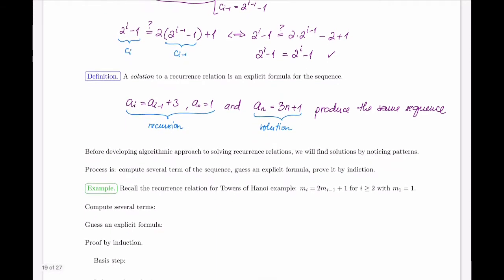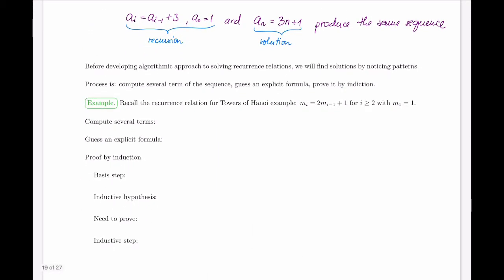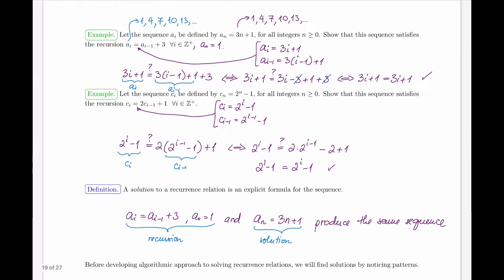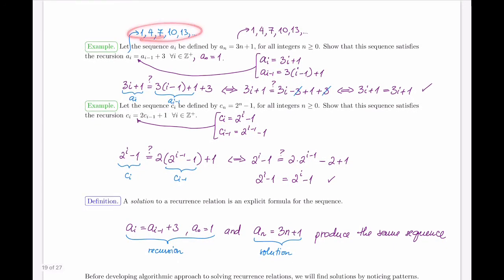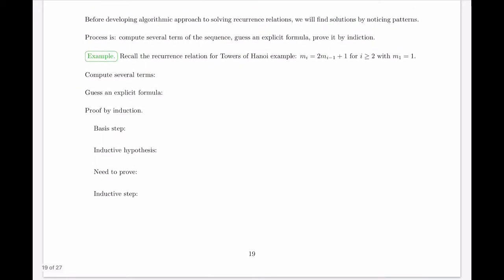So before we dive into developing a very algorithmic approach to solving recurrence relations, which we will do in the next class, we're going to practice noticing patterns and then proving that those patterns actually form a solution. So the idea is to compute the first few terms of the sequence, just like what we have done here. We are going to then try to guess a pattern or a formula. So for example, here, it was kind of obvious that the terms were increasing by 3. So we were adding 3 every single time, not very surprising. And then we're going to actually prove this formula by induction.